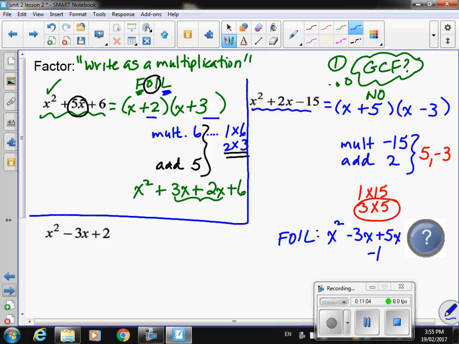Lasts would be negative 15. Yes, if I put those two together, I get what I started with.